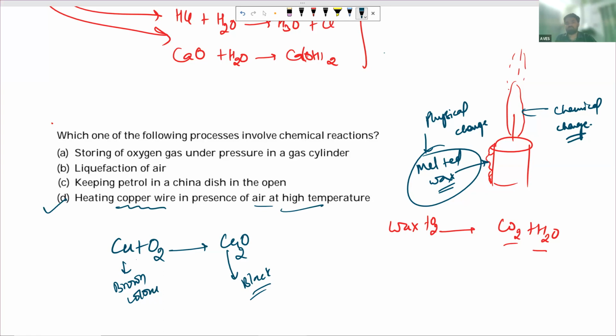Liquefaction of air is just changing from the gaseous to the liquid state. And storing of oxygen gas under pressure, storing of something is also a physical change. Now you understood? Yes, sir. Okay. Let's have some more questions over it.